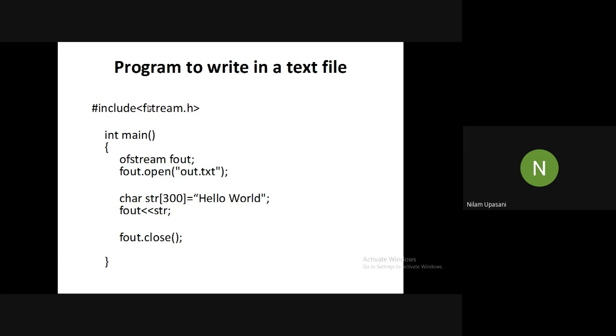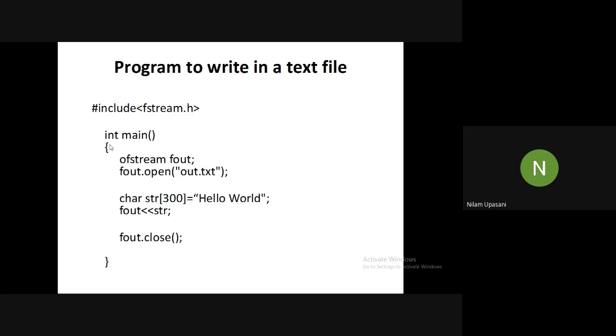Until now, which file have we included? iostream only, because we were performing input and output operations only with the keyboard and screen. Now we want to perform input and output operations with a file also. So we need to include this fstream. Okay, we do not mention .h nowadays, so only say fstream.